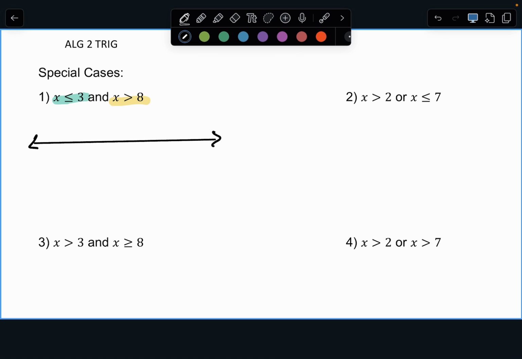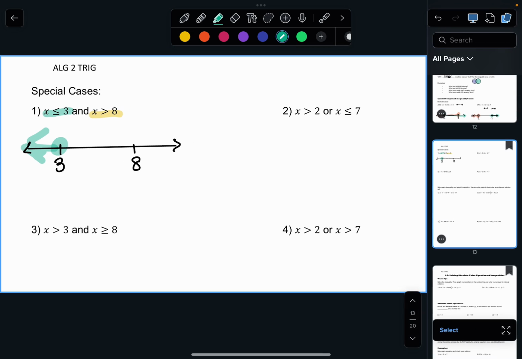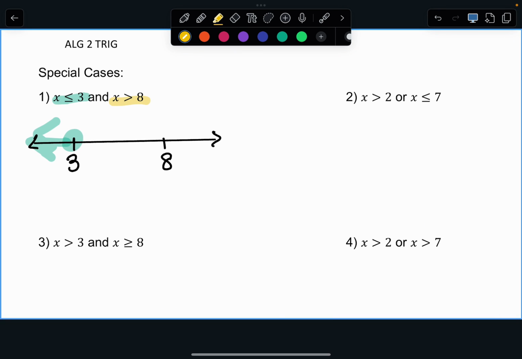So, x is less than or equal to 3. I don't know where greater than came from. Open or closed? Closed. Left or right? Left. x is greater than 8. Open or closed? Open. Left or right? Right. Okay. That's step 1. Graph each inequality separately.